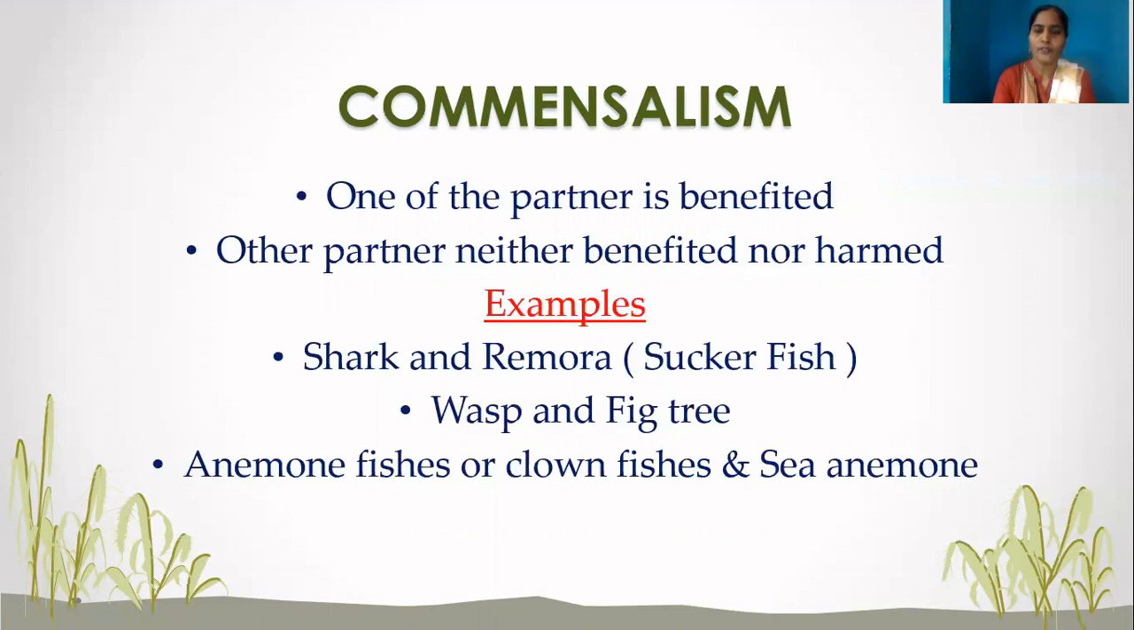This remora attaches to the shark and it gets two benefits out of this interaction. The remora gets protection and at the same time it eats the remains of the food that is taken by the larger fish. The second example, wasp and fig tree. Anemone fish or the clownfishes and the sea anemone.